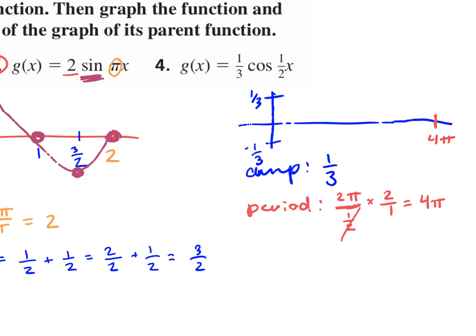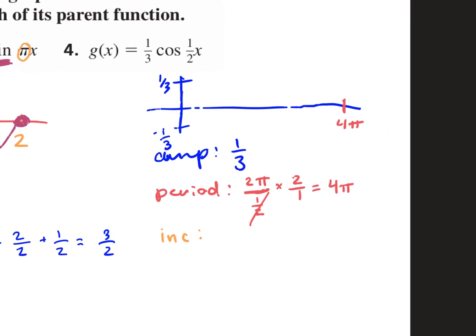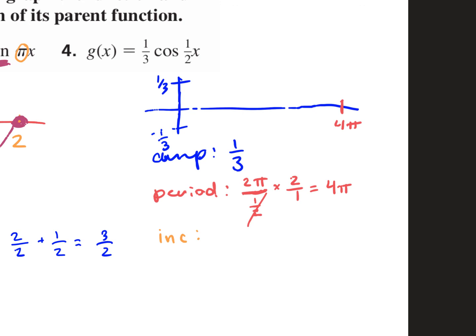What should we do next? Find our increments. How do we find the increments? The period, which is 4 pi over 4. What's 4 pi over 4 simplified to? Just pi. So our first increment is pi. And then we just keep adding pi until we get to 4 pi. So it's pi plus pi, 2 pi. So then we have 2 pi, and what's 2 pi plus pi? 3 pi.